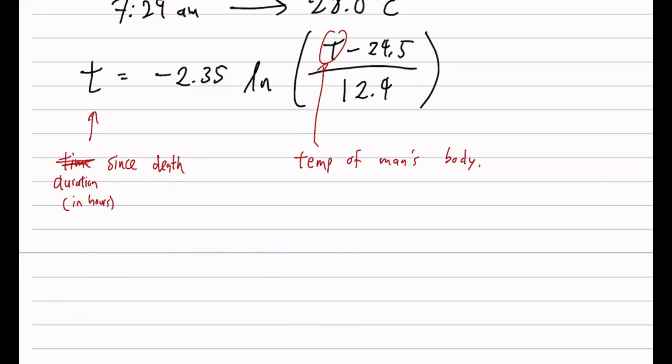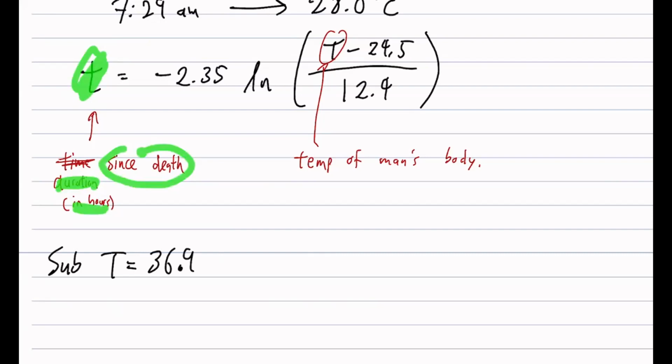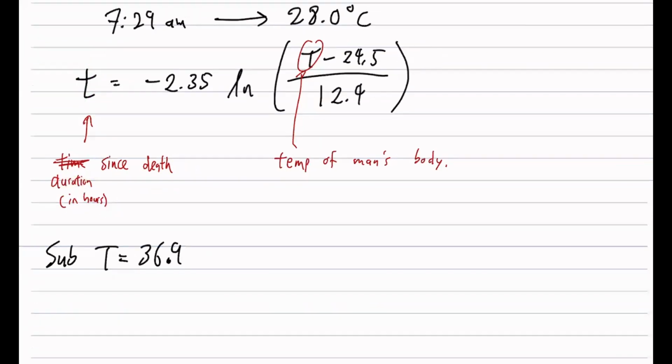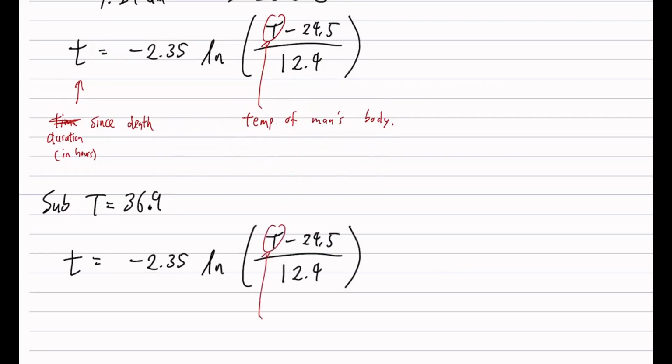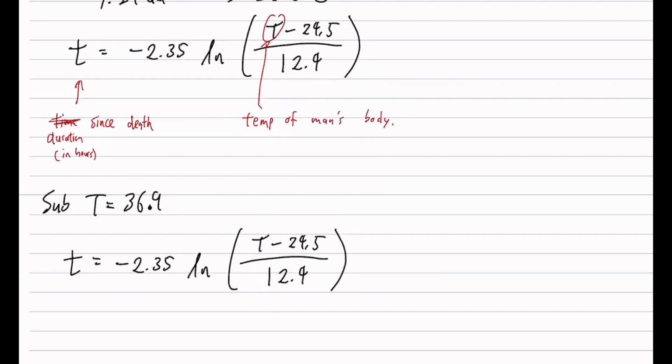Do you get what I'm saying? Wait, what do you mean? Like here, look at the little t. It's telling you the duration in hours since the time of death. Right? Oh, yeah, okay. So you still need to work backwards after you solve for little t. Oh, yeah, like add to the time. Yep. Work backwards.